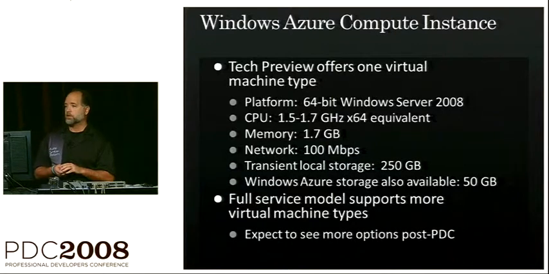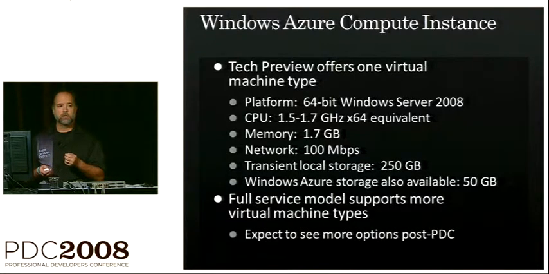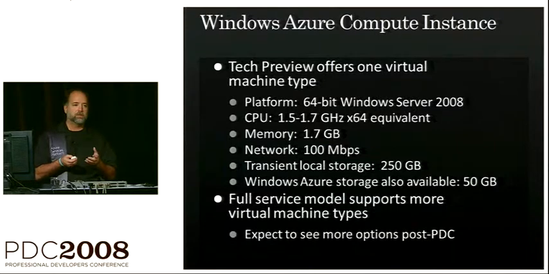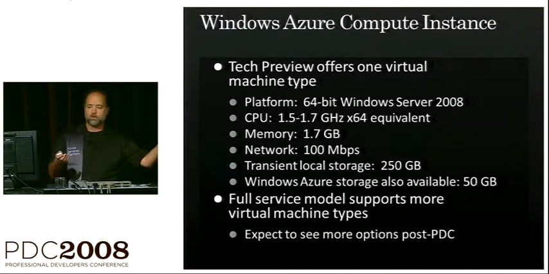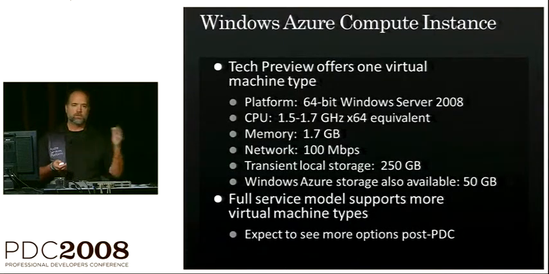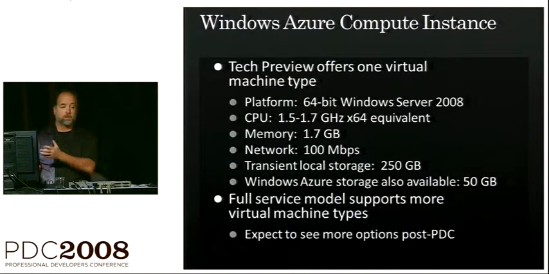gigabytes of local storage. But this is transient local storage, and we recommend not using it for anything other than cache-type functions. It's transient in the sense that if something happens to the node, it goes down, we can't use it anymore, we will reinstantiate the role instance that was on that node on a different physical node. And we won't move the storage, primarily because we probably won't be able to get to the storage because the node died.